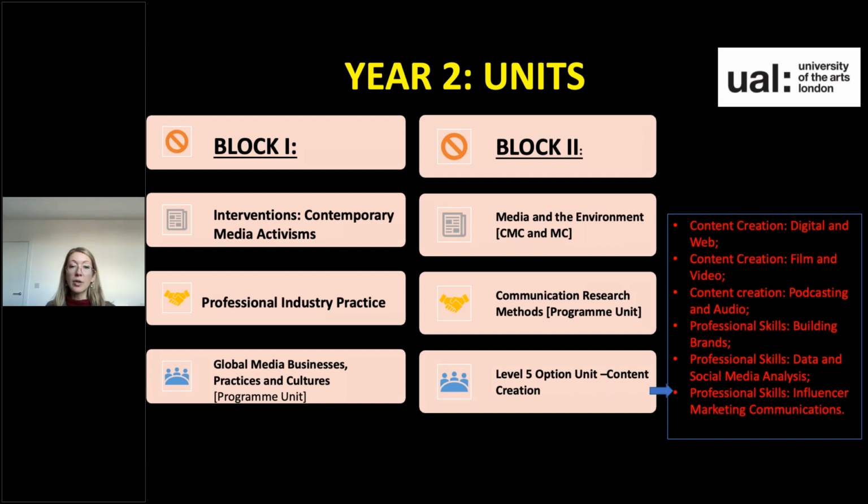In block 2, we've got a series of program units and some optional units, which are very exciting. So Media and Environment is a unit that we will share in some ways or collaborate, let's say, we prefer the word collaborate, with the BA Media Communications. This 20 credit unit investigates the impact of media and cultural and societal structures on the environment itself.